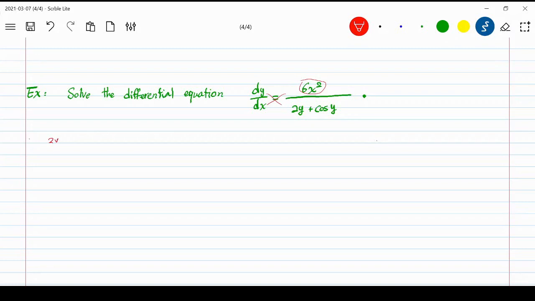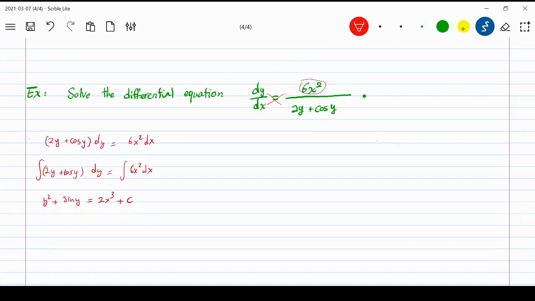So we have 2y plus cosine y dy equal 6x squared dx. Now if you integrate both sides, the integral of 2y plus cosine y dy equals the integral of 6x squared dx. What would be the integration on the left side? It would be y squared plus the integral of cosine, which is sine y. On the right side you will get the integral of 6x squared, which would be 2x cubed plus some constant.